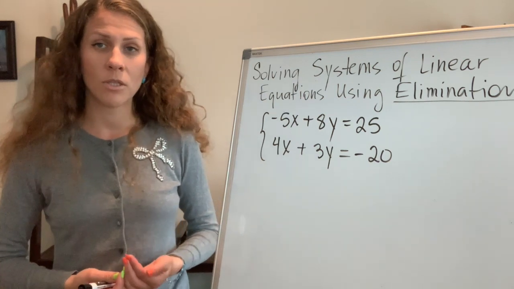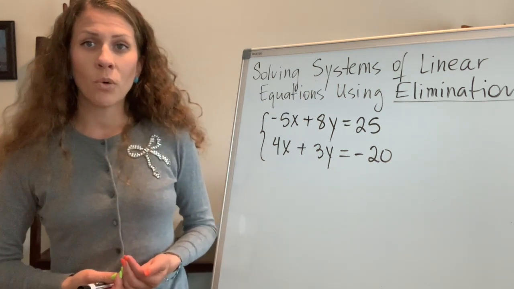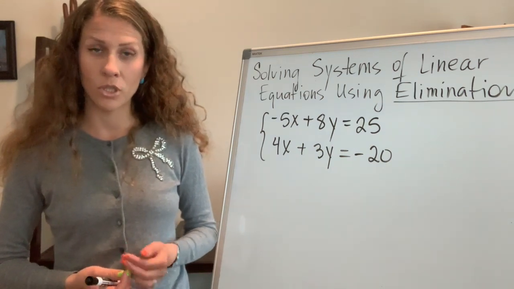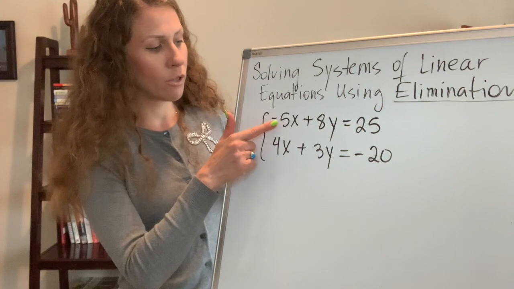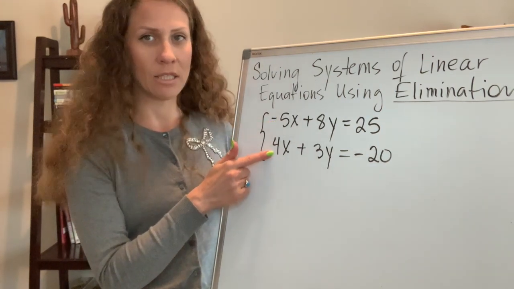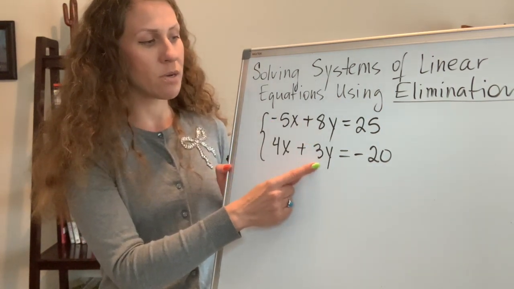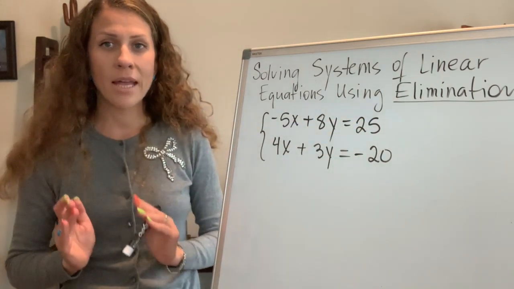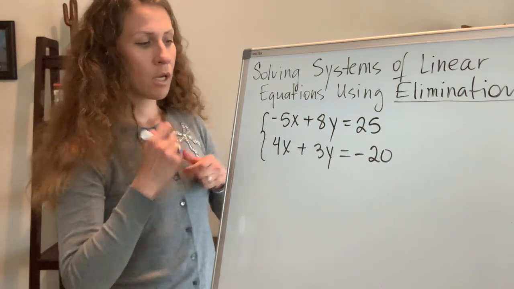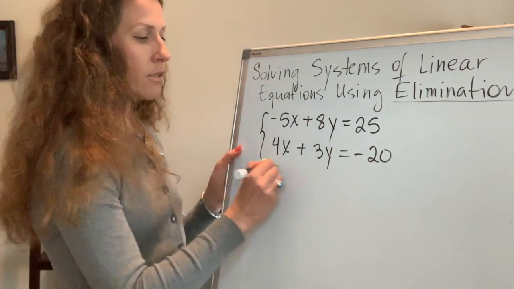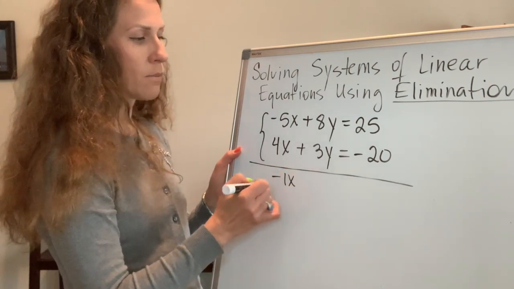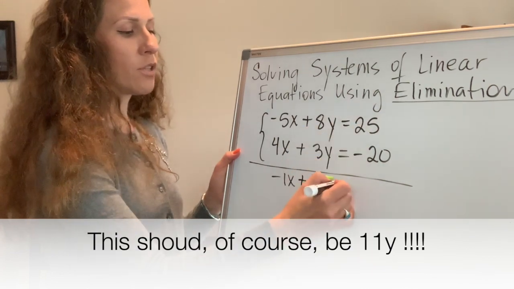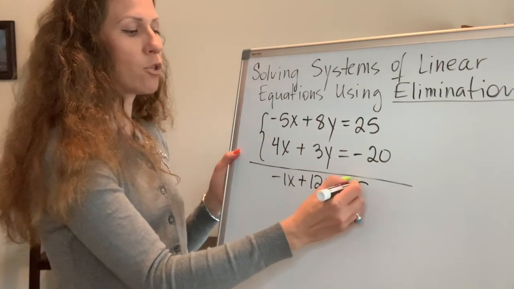method, and that's elimination. With elimination, you will be adding like terms of two of the equations vertically. So, for example, you will be adding -5x and +4x, 8y and 3y, and then 25 and -20. Let's try to add these terms now. -5x and 4x will add to -1x. 8y and 3y will add to 12y. And then after the equal sign, 25 and -20 will add to +5.